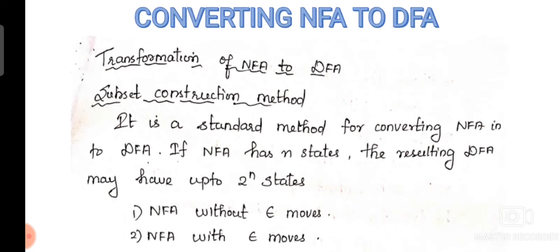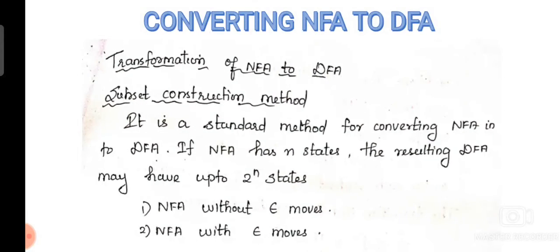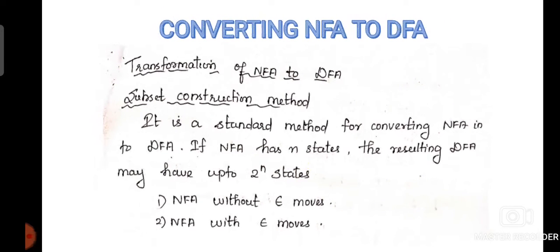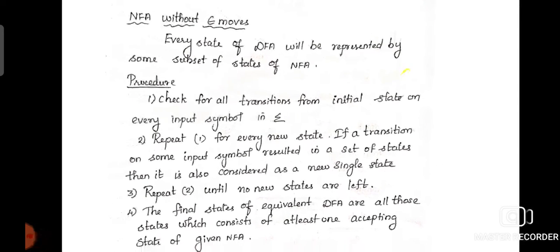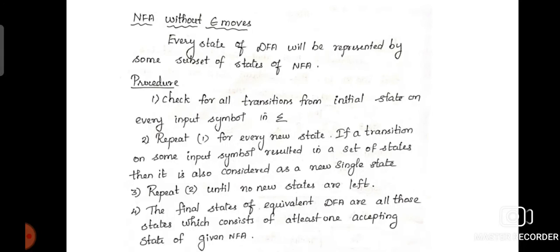And we are going to see the subset construction method, which is a standard method for converting NFA into DFA. If NFA has n number of states, the resulting DFA may have up to 2 power n number of states. NFA can be of two types, NFA without epsilon moves and NFA with epsilon moves. Now we are going to see the properties for NFA without epsilon moves.